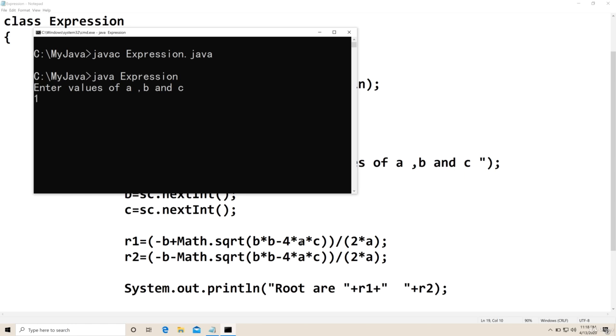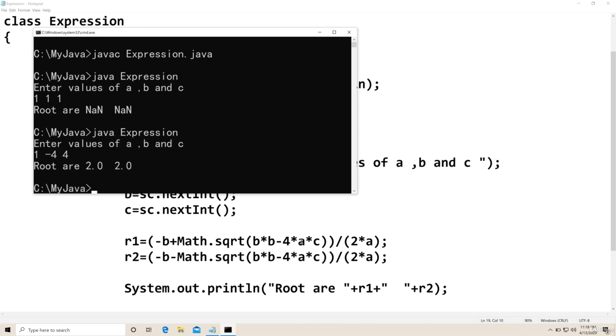I will show you. If I give 1, 1, 1, all a, b, c are 1, I got the result as NaN, not a number. So I should give proper values. I will run once again and give proper values 1, minus 4 and 4. I got the result as 2, 2. The first root is 2, the second root is also 2. So these are the coefficients of x minus 2 whole square.